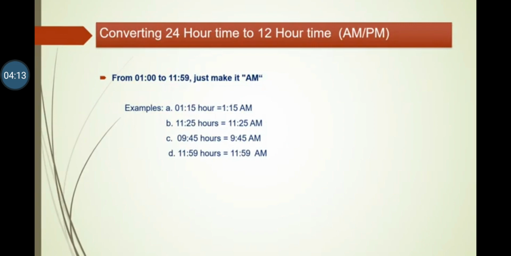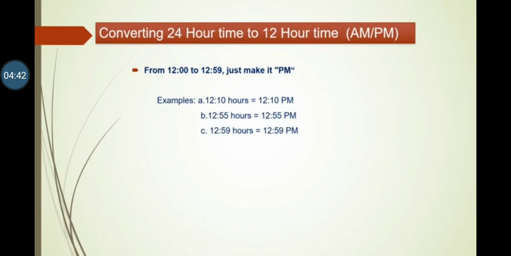1:15 hours is equal to 1:15 a.m. 11:25 hours is equal to 11:25 a.m. 9:45 hours is equal to 9:45 a.m. and 11:59 hours is equal to 11:59. It's the morning time, that's why we have written a.m. in each of the times.